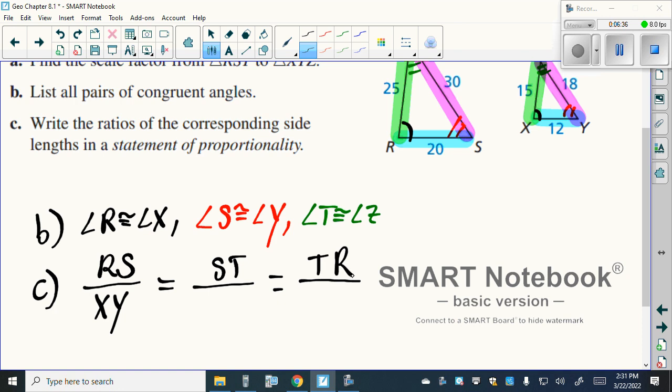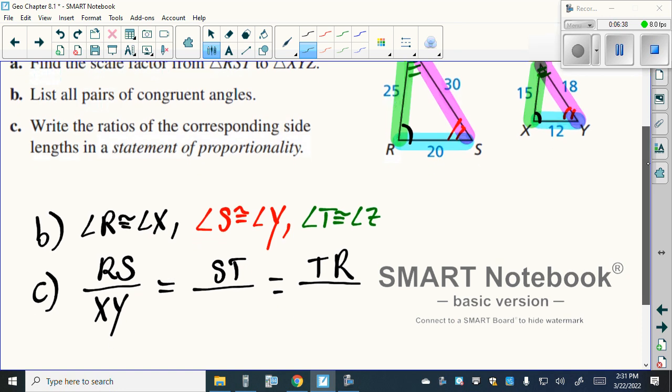Which side length did ST match up to? ZY. So it goes on bottom. And TR connected with ZX or XZ. Either one works. And that's our proportionality statement. Any questions on any of this?